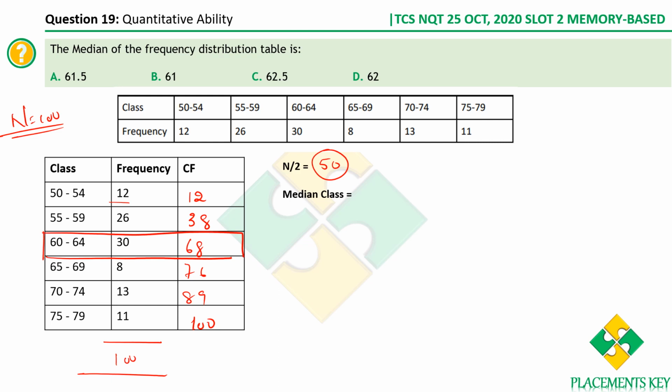Okay, fine. So we have got it as 60 to 64. What is the lower limit of the median class? The lower limit is 60. Yeah, that we have got as the lower limit. What is the cumulative frequency of the class over the median class? This is the cumulative frequency of the class over the median class, which is 38.